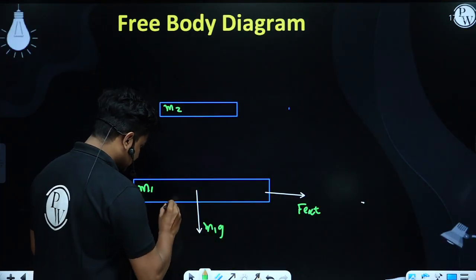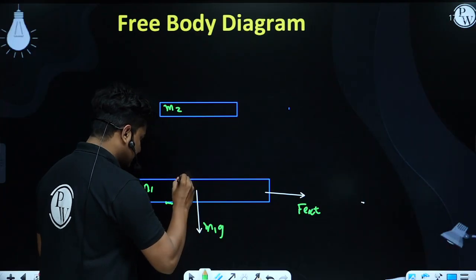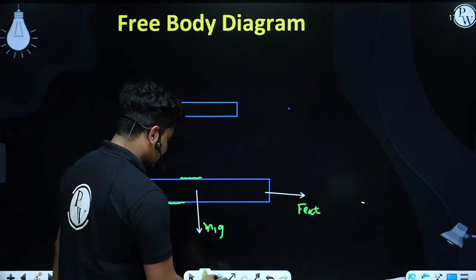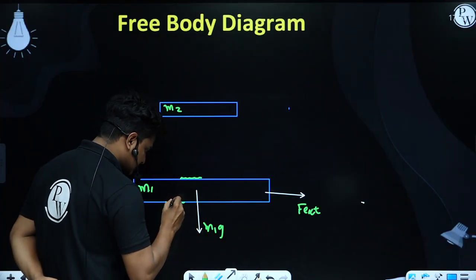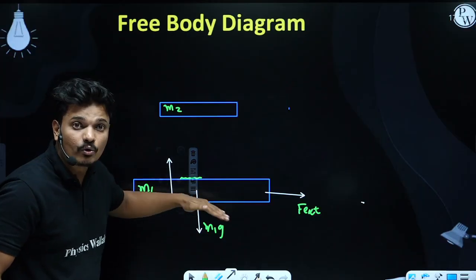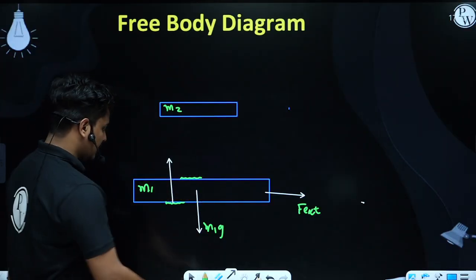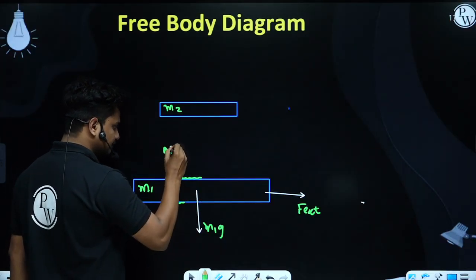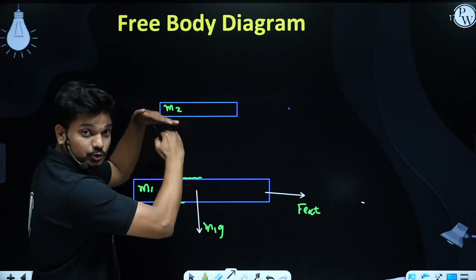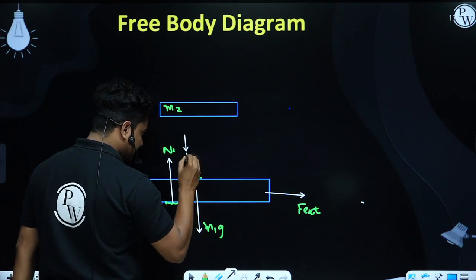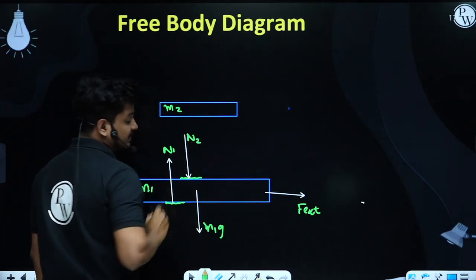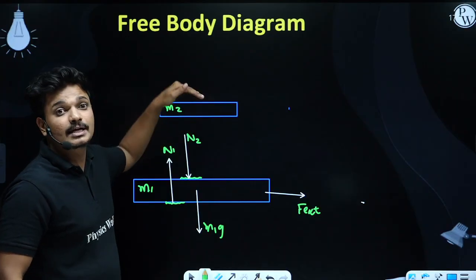And we know this is one contacting surface and here also one contacting surface. So there must be a normal reaction. This is the one normal reaction, acting by the ground on this bottom block, and that is N1. Then this is another contacting surface between these two blocks, so this is another normal reaction, N2. This N2 is exerted by the top block.